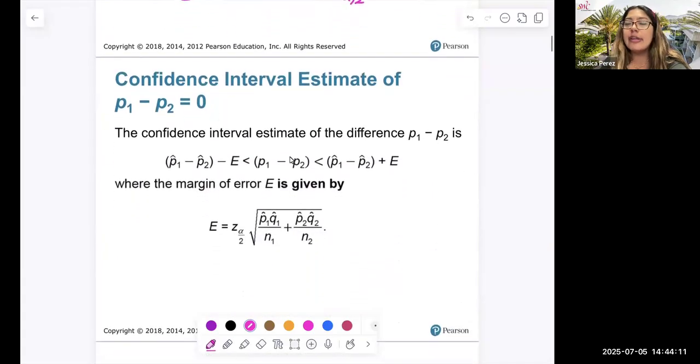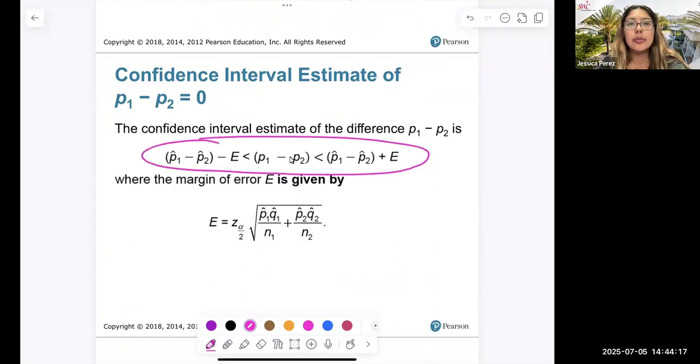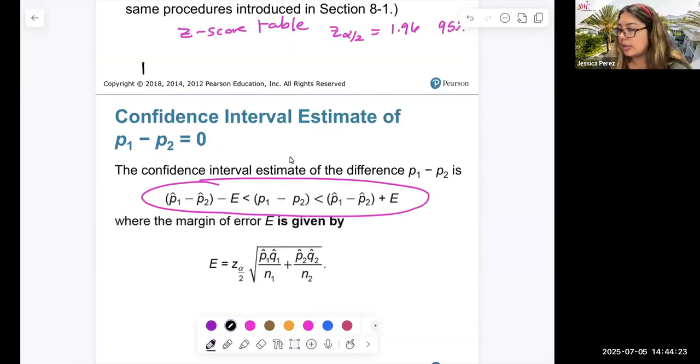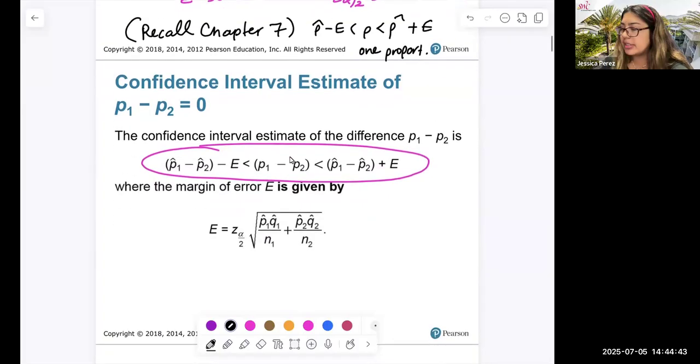Now, to calculate our confidence interval, the interval looks like this. Recall, I believe in chapter 7, when we were looking at confidence intervals for one proportion, it was P hat minus E less than P less than P hat plus E. This is for one proportion. Now for two proportions, we have a difference: P1 hat minus P2 hat minus E less than P1 minus P2 less than P1 hat minus P2 hat plus E. See, look at the difference here.